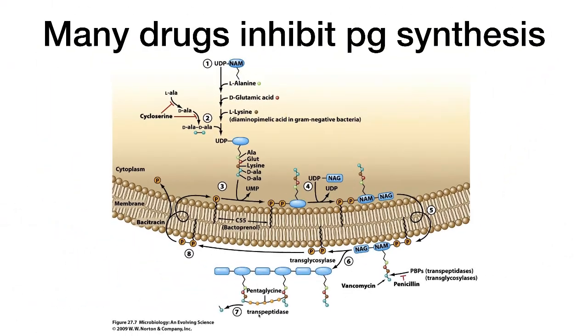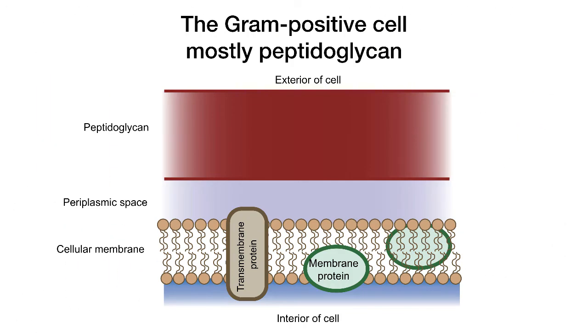We now move on to quickly describe the two cell wall types. Gram-positive cells simply have a thick layer of peptidoglycan outside their cellular membrane. And that's it. It's just this thick layer of peptidoglycan, and you can see that here.